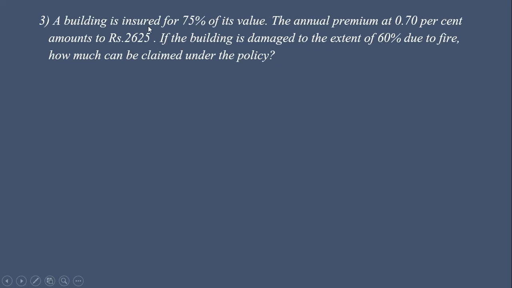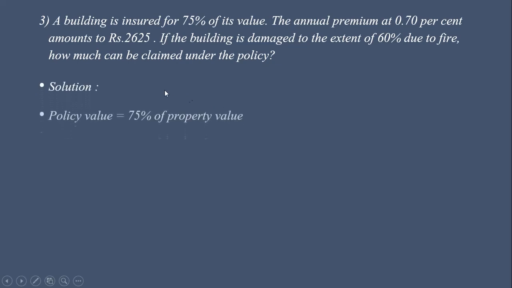A building is insured for 75% of its value. The annual premium at 0.70% amounts to rupees 2,625. If the building is damaged to the extent of 60% due to fire, how much can be claimed under the policy? Now here we want to find claim. Now we know formula for claim. Claim is equal to loss into policy value upon property value. So to calculate claim, we require loss, policy value and property value.